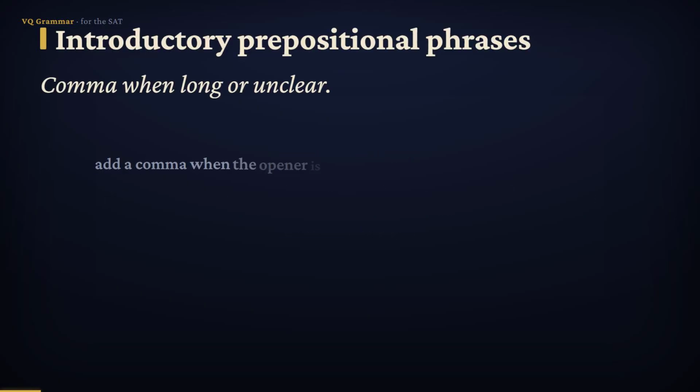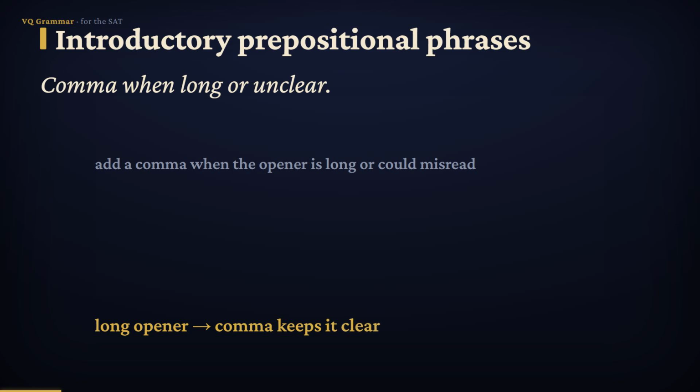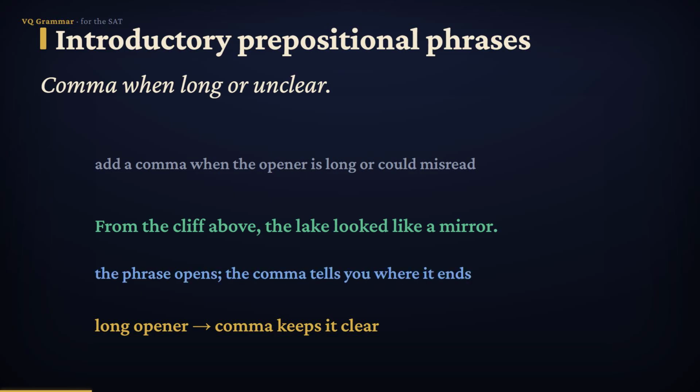Let's start with introductory prepositional phrases, those that begin with words like from, in, over, on. Use a comma after such a phrase when it's long, when several phrases stack up, or when leaving the comma out would make the reader stumble. From the cliff above, the lake looked like a mirror. That comma after above tells the reader the opener has ended, and the main sentence is about to begin. Without it, you might read, the cliff above the lake, as one chunk, and lose your way.